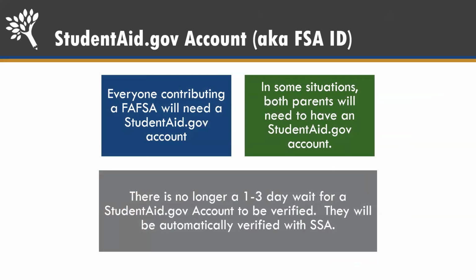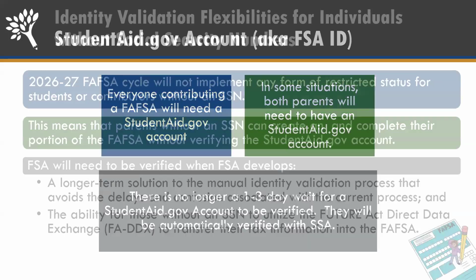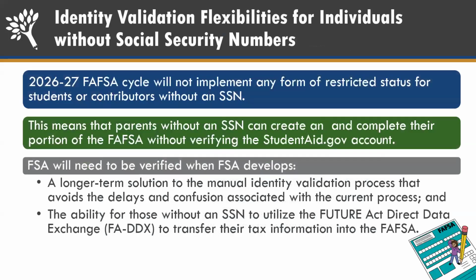Everyone contributing to a FAFSA is going to need a studentaid.gov account. And in some situations, that means both parents will have to have an account, especially if they filed taxes separately. Starting this year, there's no longer a 1 to 3 day wait to verify that information. And for those who don't have social security numbers, they will be able to use their FSA ID, the studentaid.gov account, automatically. And we'll talk more in depth about this.